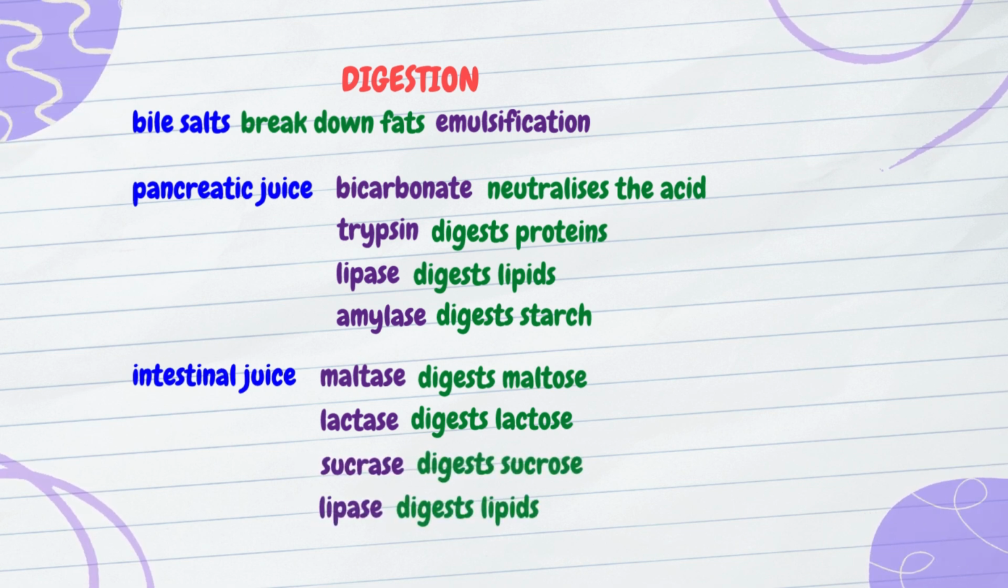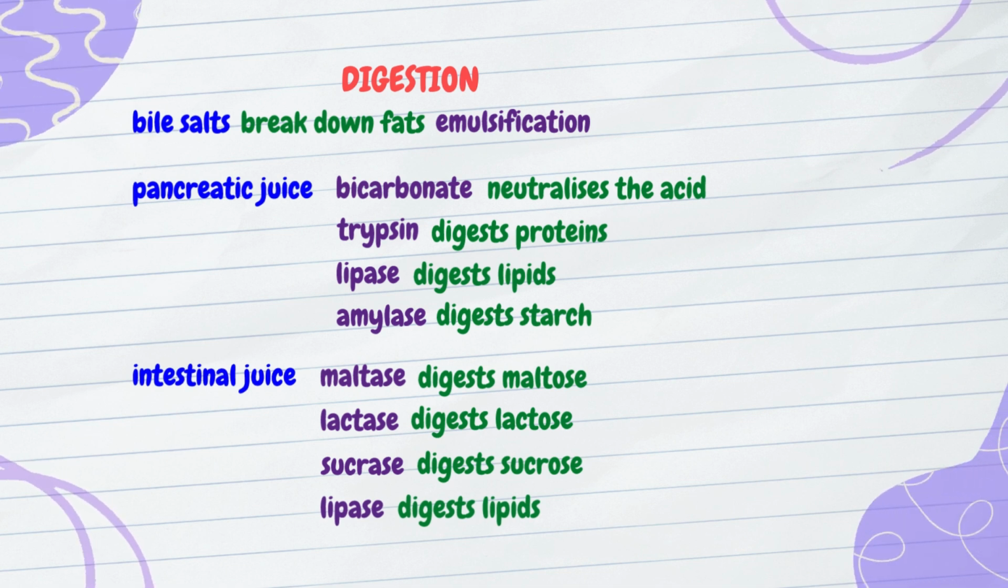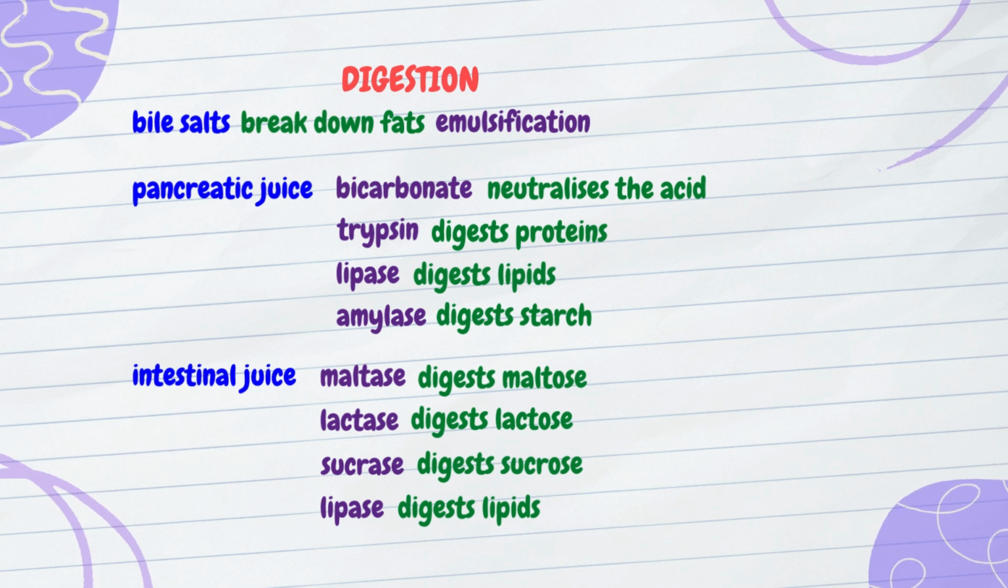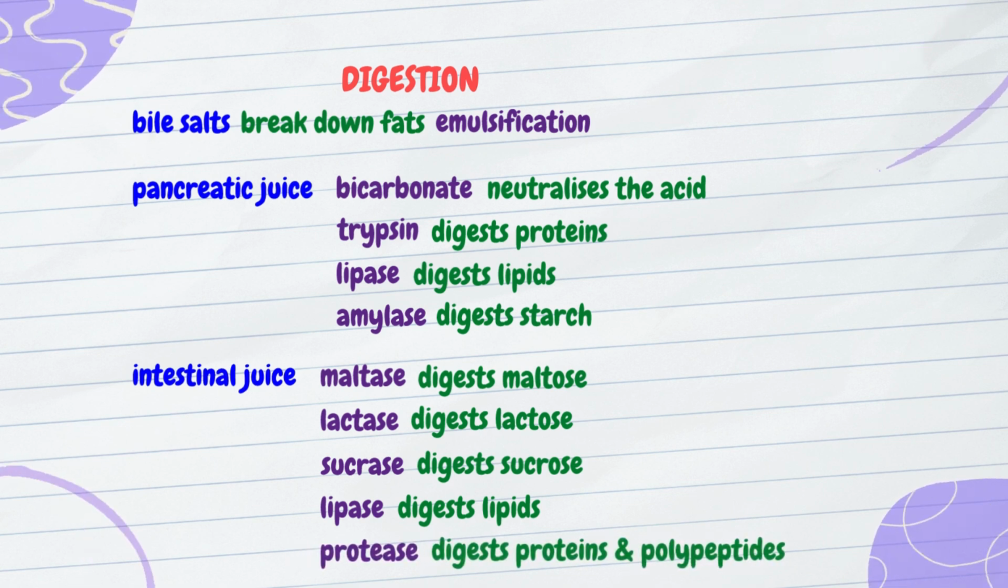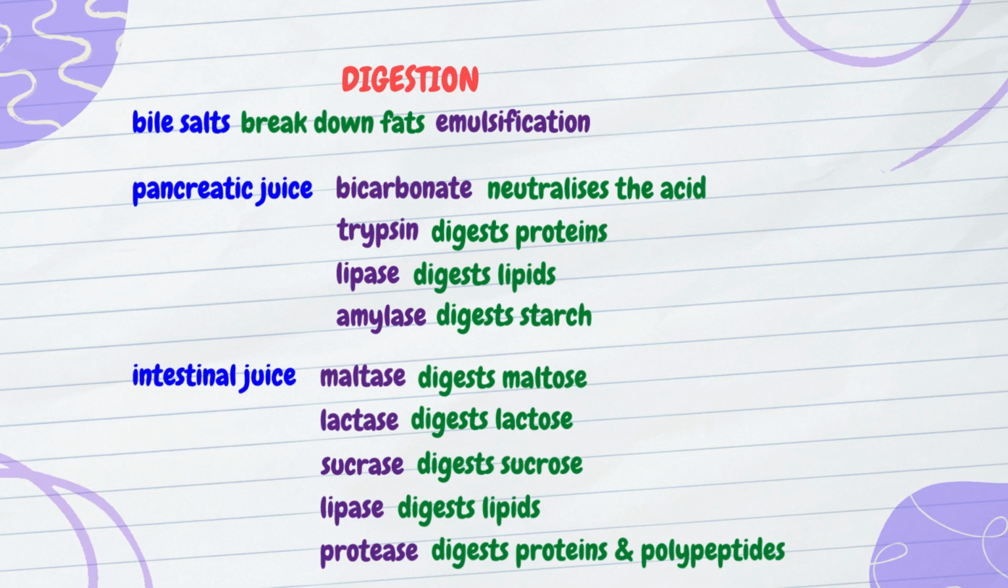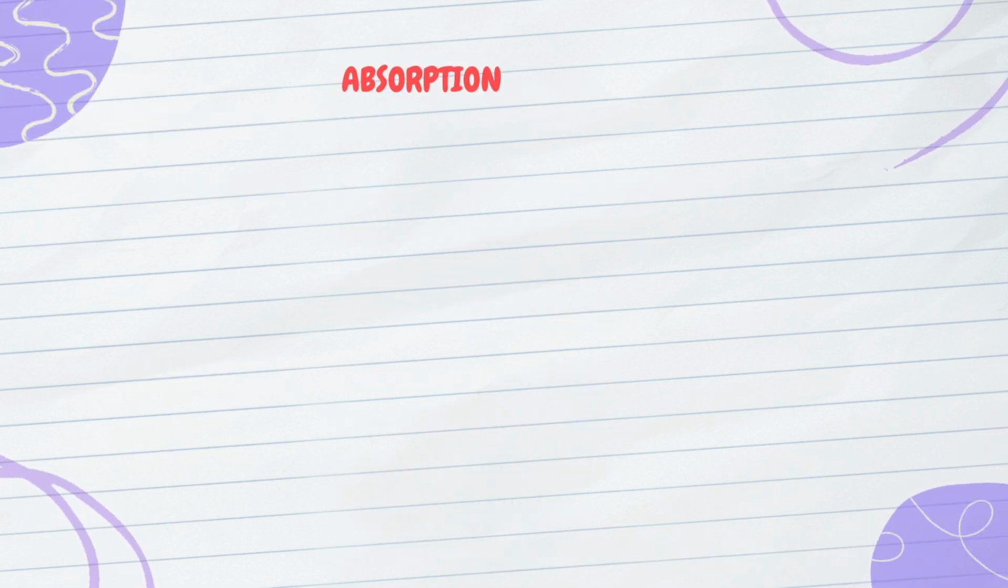For the fats, lipase digests lipids into 3 fatty acids and 1 glycerol. For the proteins, protease digests proteins and polypeptides into amino acids. Now, the absorption in the small intestine.